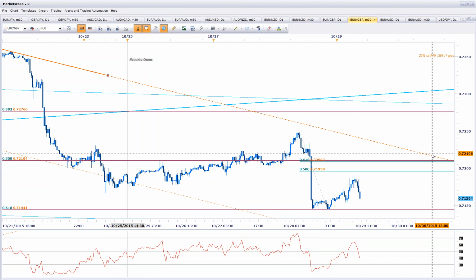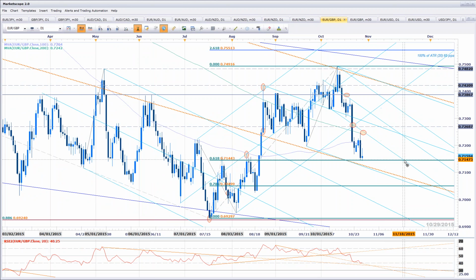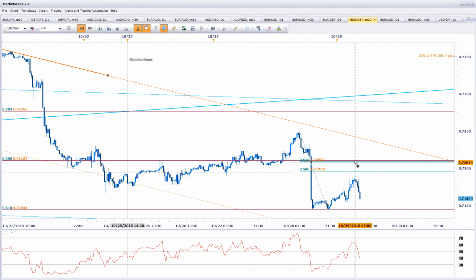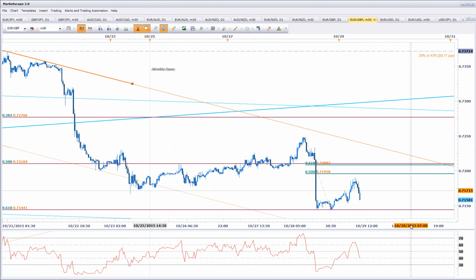Very interesting, though. Euro pound. We were all over this a little bit earlier in the month. Still looks pretty good. Still looks pretty good. That 100-day moving average, by the way, comes in at 72.04. Same region of resistance. 618 comes in at 72.08. So levels are clean, if anything.